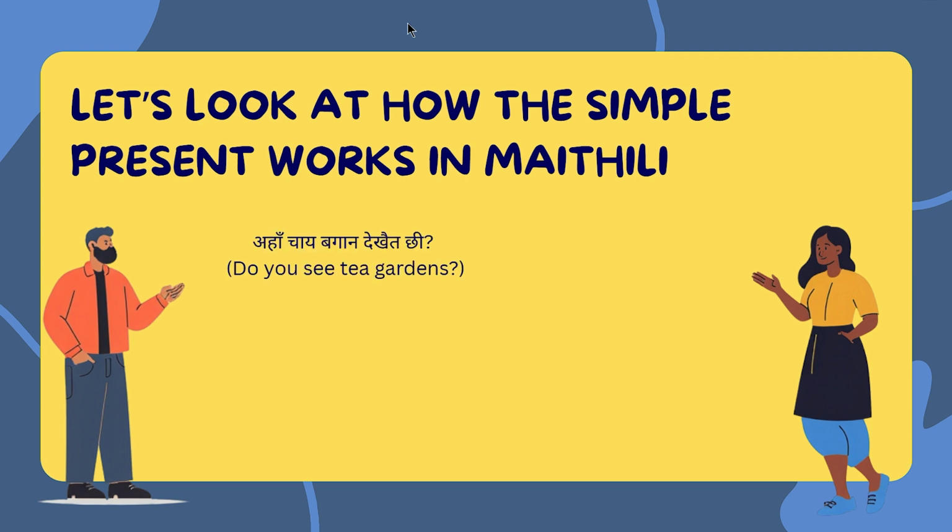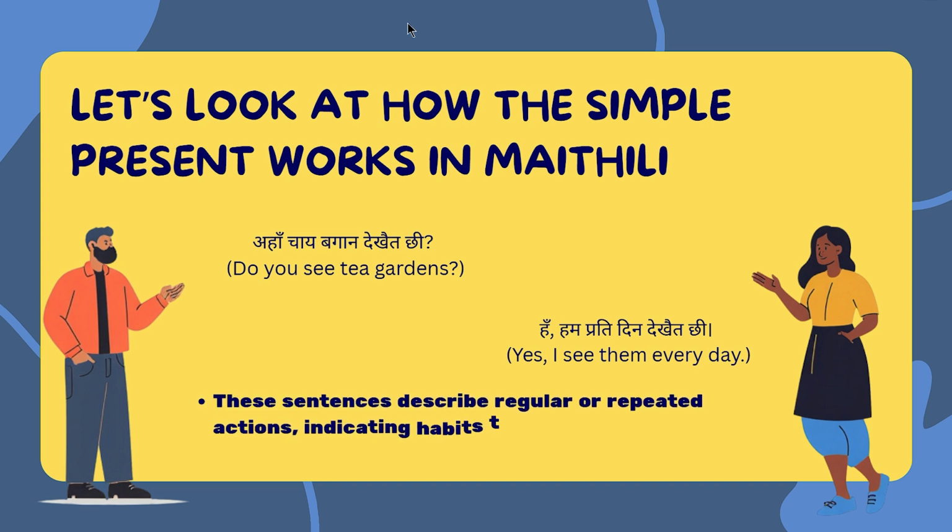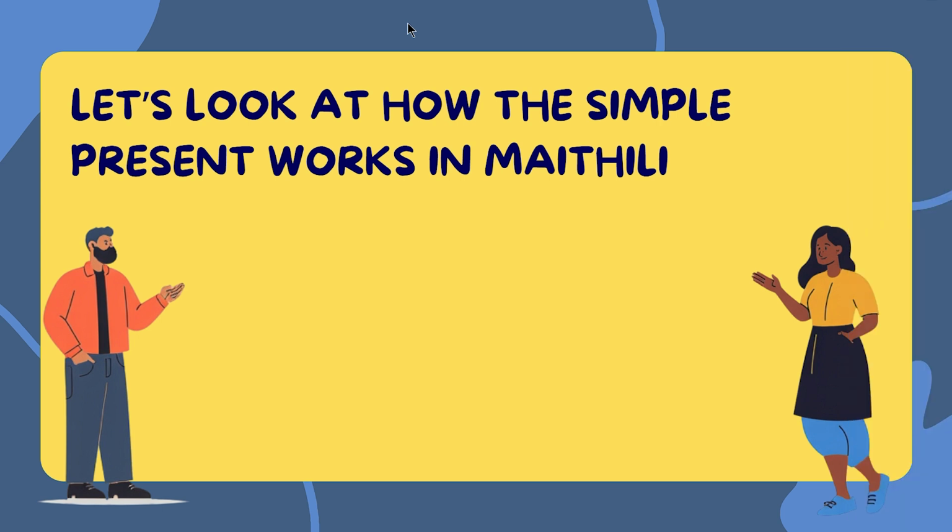अहाँ चाय बागान देखैत छी? Do you see tea gardens? हाँ, हम प्रतिदिन देखैत छी. Yes, I see them every day. These sentences describe regular or repeated actions, indicating habits that happen in everyday life.